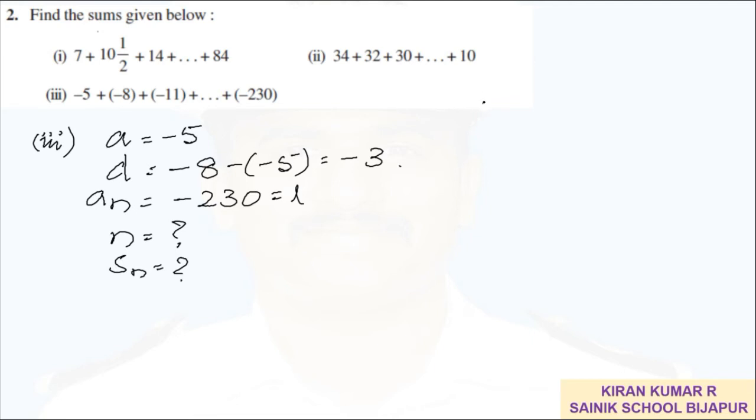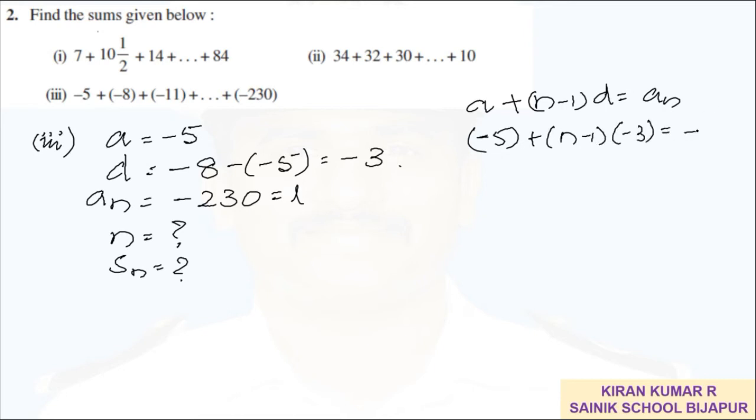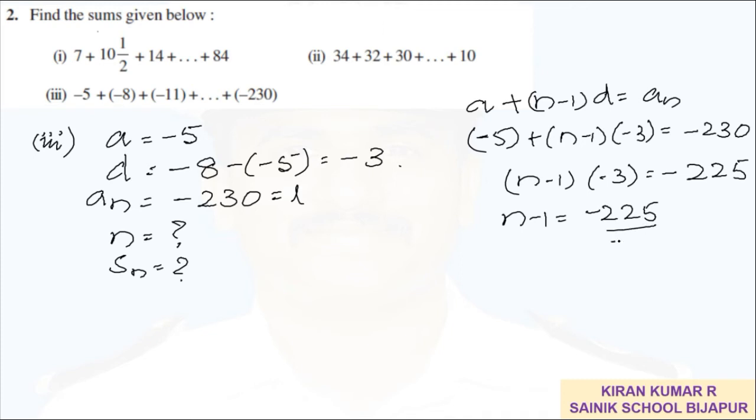To find the value of n, I will use the formula a plus (n minus 1) times d is equal to an. A is negative 5 plus (n minus 1) into negative 3 equal to negative 230. When this negative 5 is transposed, it becomes positive, so the resultant is negative 225. So n minus 1 will be negative 225 by minus 3. Negative, negative cancels. 7 times and 6 times, yes, 75. So n minus 1 is 75, so n will be 76.